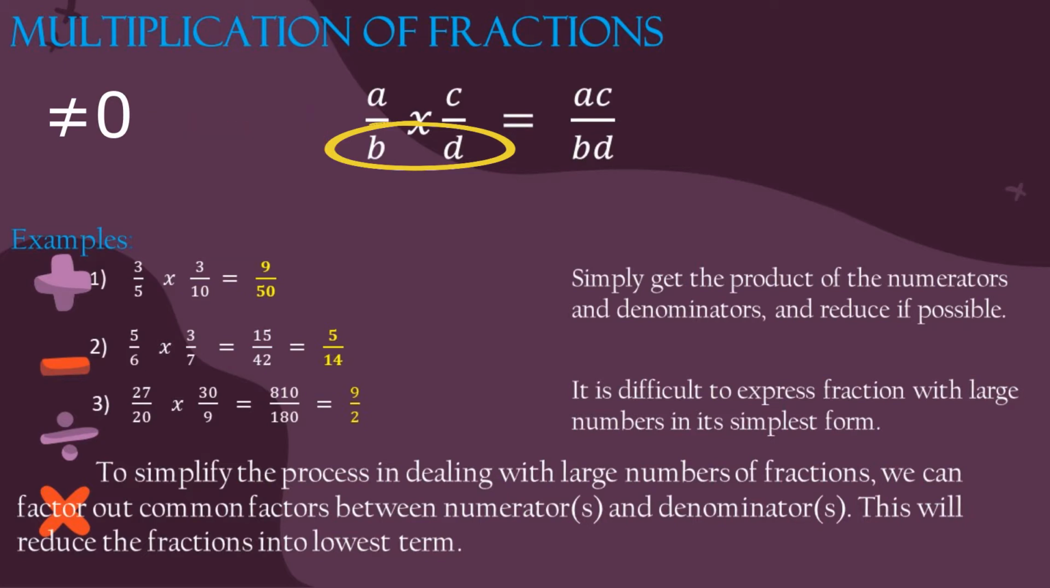For example number 1, we have 3 over 5 times 3 over 10. Applying the step, multiply the numerator by the numerator. 3 times 3 is equal to 9. 5 times 10 is equal to 50.